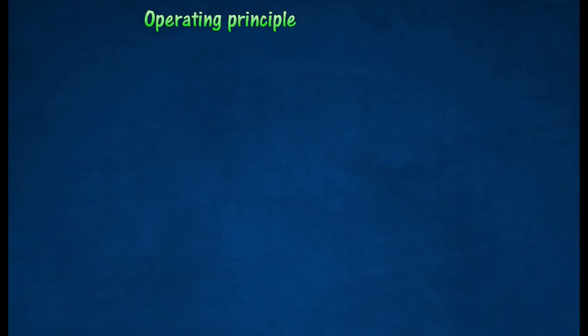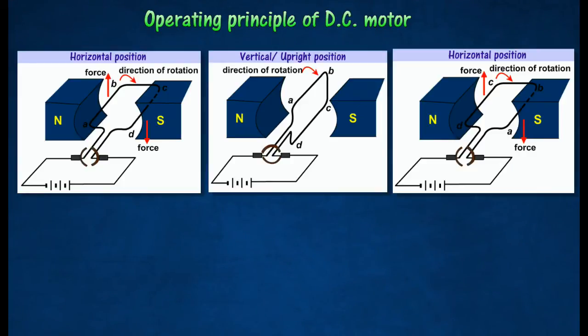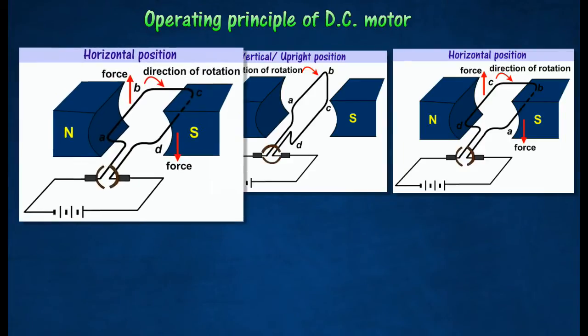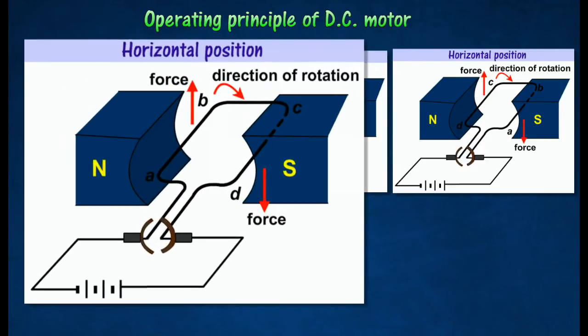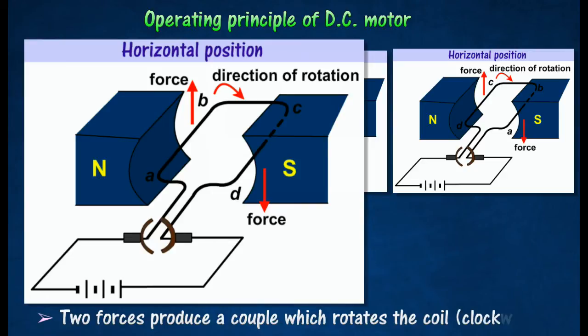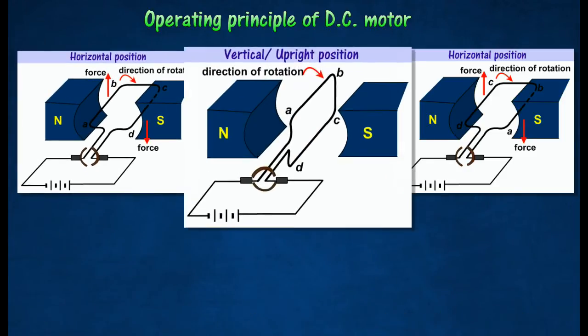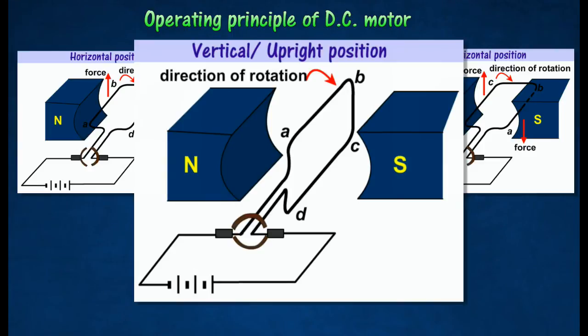The working of a simple direct current motor is described in the diagram shown. When current flows through the coil, the side AB of the coil experiences an upward force and the side CD, a downward force. These two forces form a couple which causes the coil to rotate clockwise until it reaches the vertical position. When the coil is at the vertical position, the carbon brushes touch the space between the two halves of the commutator, thereby cutting off the current to the coil.